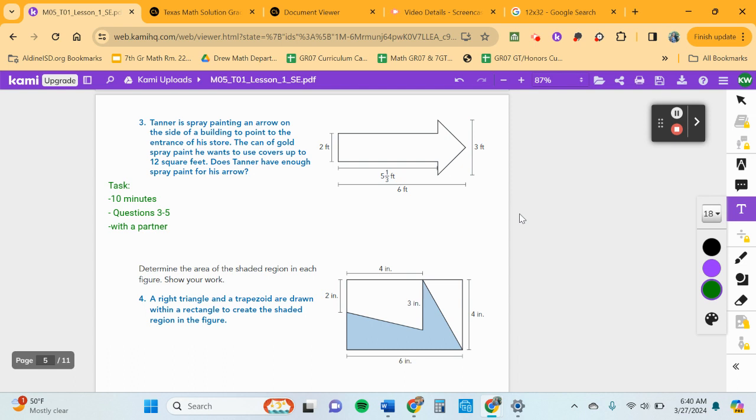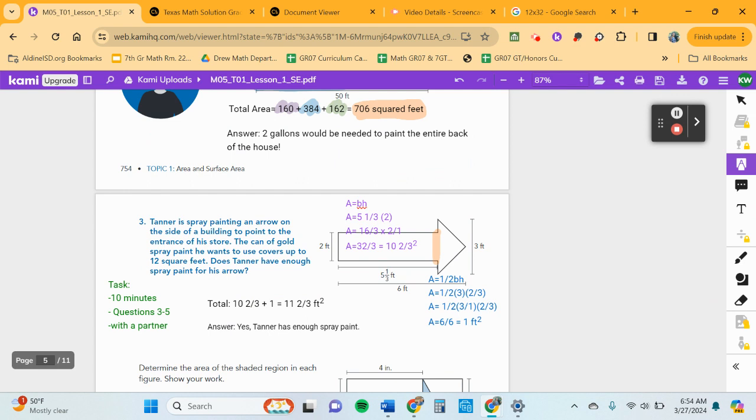That is the key, y'all. I can't stress that enough. Keeping it organized is the key. And then do this with a partner, being that this is something that we're still developing our skills with. So 3, 4, and 5, you've got 10 minutes on the clock, work with a partner and find the area of those composite shapes. All right, pause here.